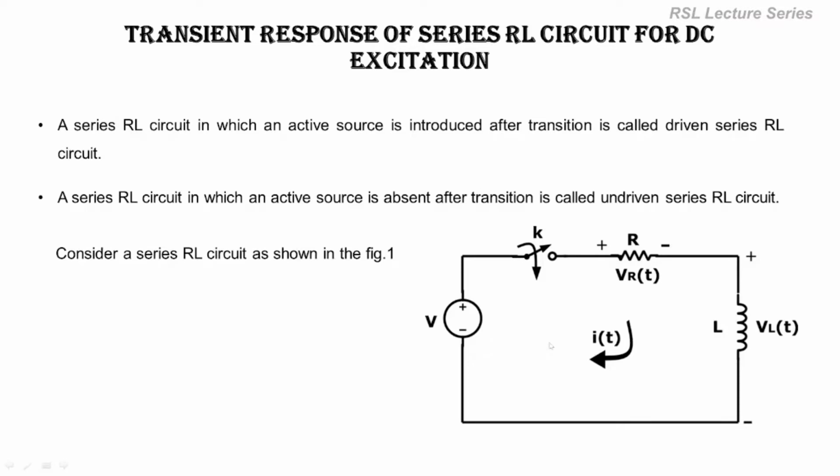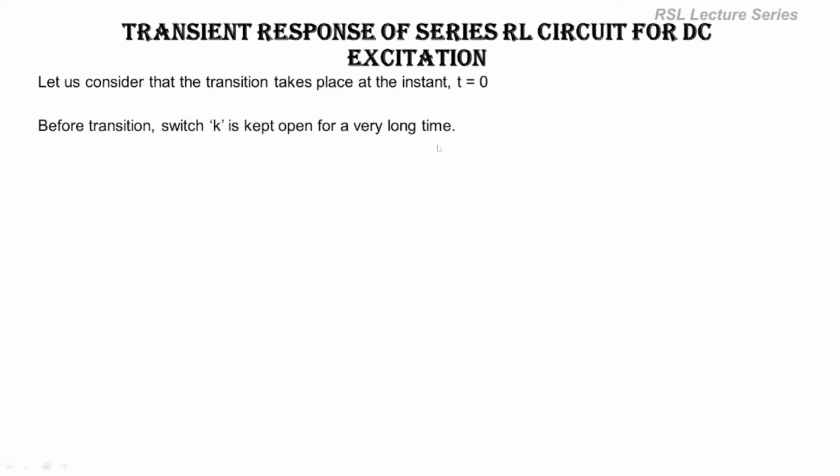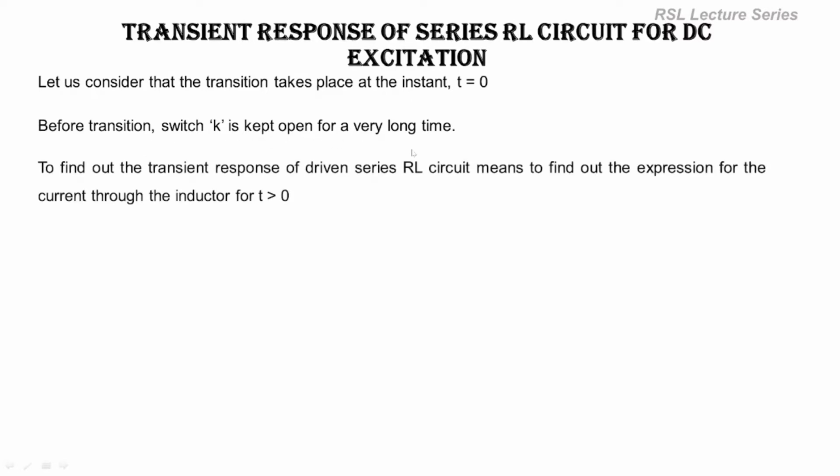Now let us assume that at t equal to 0, the switch is closed. Transition means initially the switch is kept open. Now at the instant t equal to 0, the switch is closed. Once the switch is closed, the voltage will get applied across the R and L series and the current will start flowing. Before transition, that is before closing the switch, K is kept open for a very long interval of time.